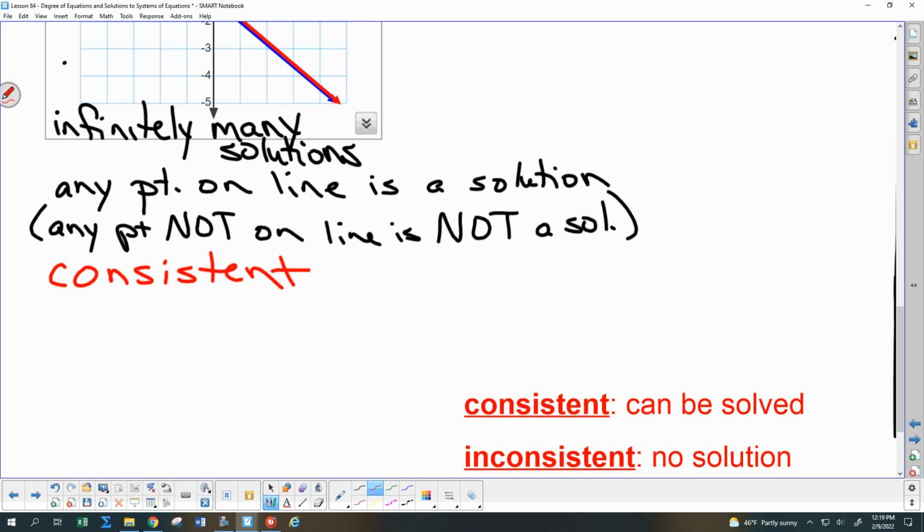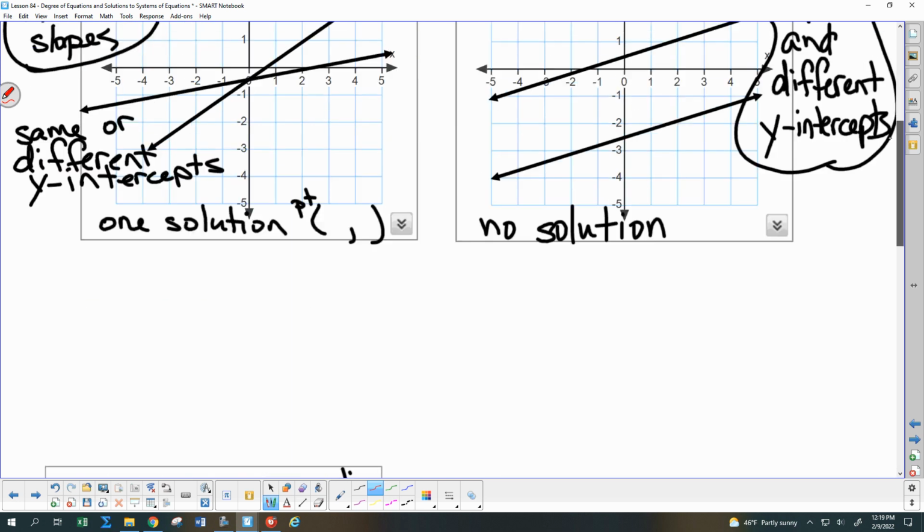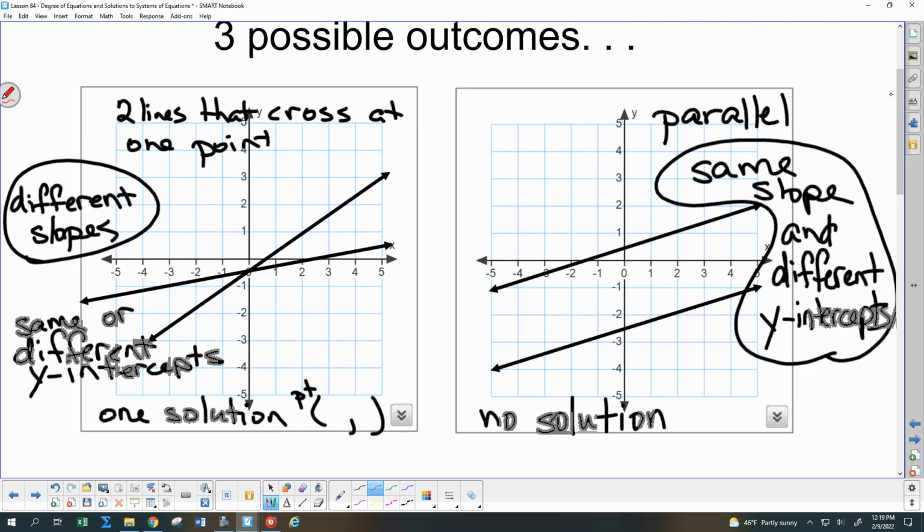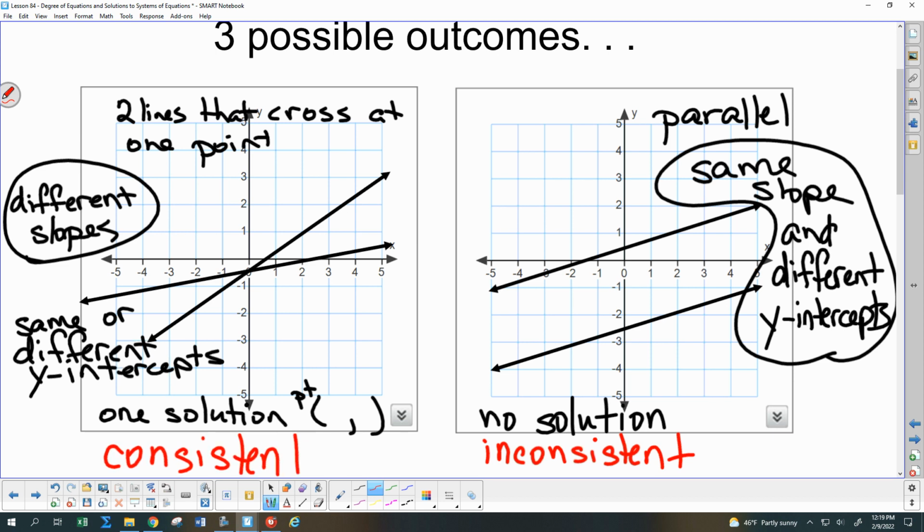Let's go back up to our other pictures. Parallel lines, do they have any solutions? So they cannot be solved, so they are inconsistent. Ones that cross at a point, do they have any solutions? So they can be solved, so they are consistent. So that's another way we can classify these.